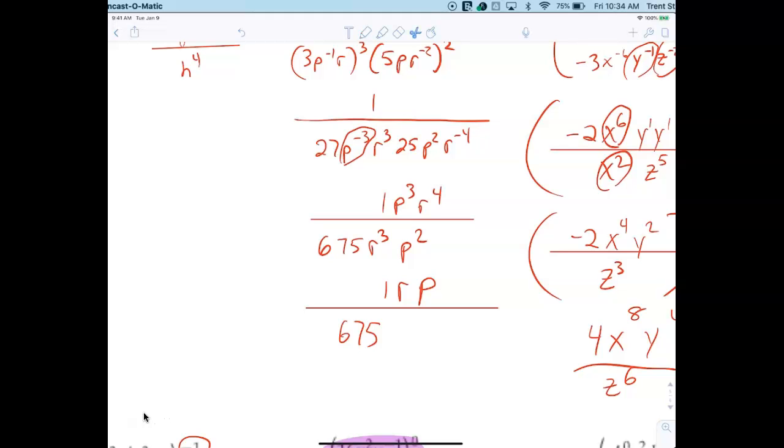Exactly. So before someone has a fit, move the 675 over here. Do you need the 1? No, you don't even need the 1. Cross that out. All right. Hopefully you feel a little better.